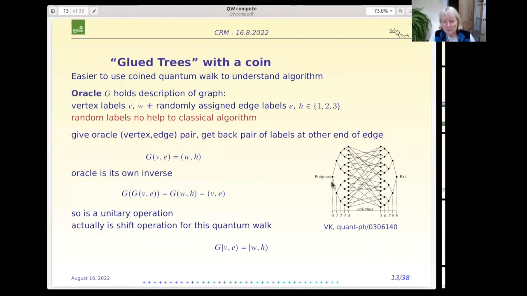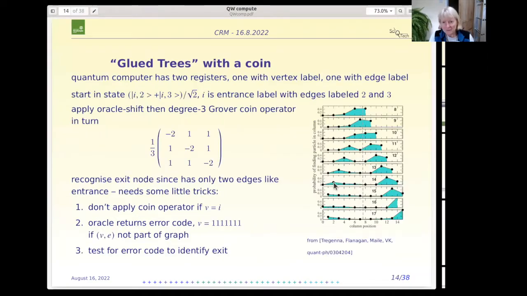So input is entrance, and it's got two possible edges. So we're going to be in a superposition of going along both of them, 1 over root 2 for 2 and 3, and the root 2 is to normalize the quantum state. Then we apply the oracle shift, and then we'll apply a degree 3 Grover coin operator. So that's the same as I showed you for Grover's search, but I've got d equals 3 in this. And that gives you a third off the diagonals and minus 2/3 down the diagonals.